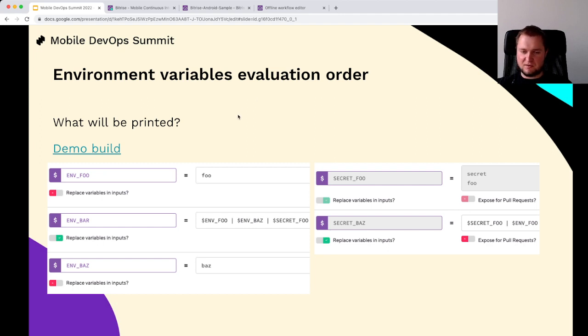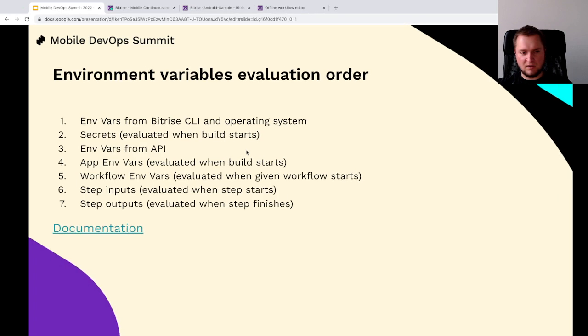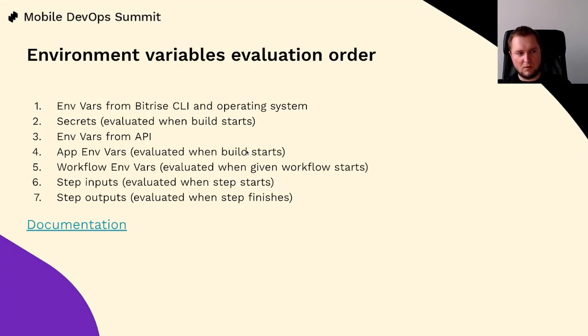It is because the secrets are evaluated before the environment variables. Here we have the full order. So as you can see, secrets are evaluated before. You can use secrets inside an environment variable, but not the other way around.